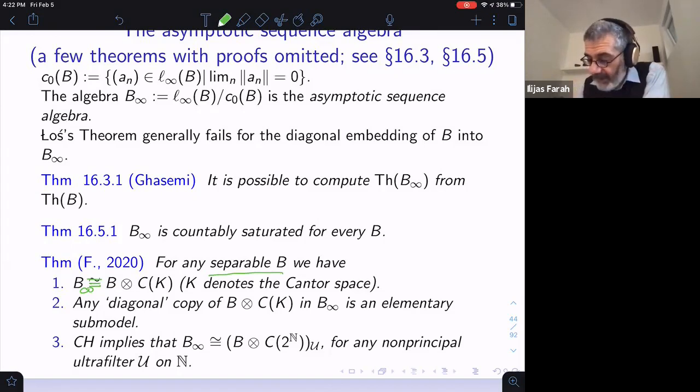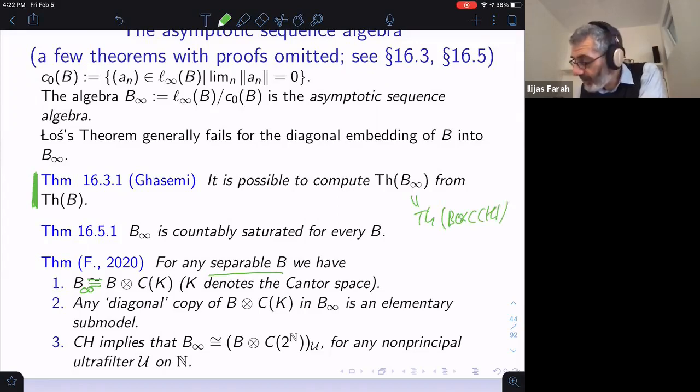So basically, this is proved by just analyzing what this theorem here says, right? So what is this theory? Well, it is the theory of B tensor continuous functions on the Cantor space. By the way, this algebra here is just the algebra of continuous functions from Cantor space into B. Right, so the theory of this, and you know, if you stare at this algebra for long enough, you'll see that it does resemble this. It's not actually insane to think of it.